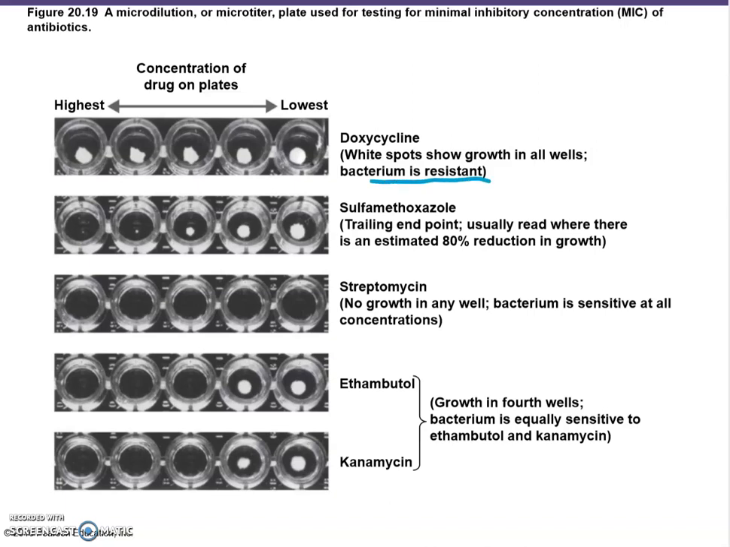Here, this would be sulfamethoxazole. That one is not very good. At very high concentration, it does inhibit the growth, but you would have to have very high concentrations. Streptomycin looks like it's great. No growth in any of the wells, so that means the bacterium is sensitive at all concentrations. So that will be the best out of these antibiotics that are being tested here. Streptomycin will be the treatment of choice for the bacterium that was plated in here. Ethambutol and kanamycin are okay, but not as good as streptomycin.